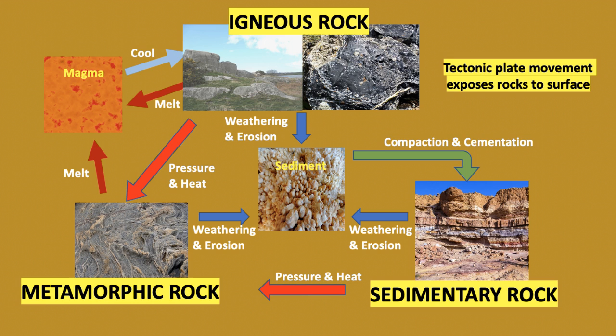To recap, sediment collects when rock is weathered and erodes. Sedimentary rock forms through the compaction and cementation of sediment layers. Metamorphic rocks form when sedimentary or igneous rock is exposed to heat and pressure. And igneous rock forms when metamorphic rock melts and then cools. Rock moves from the Earth's crust to its surface through tectonic plate movements, enabling the cycle to continue.